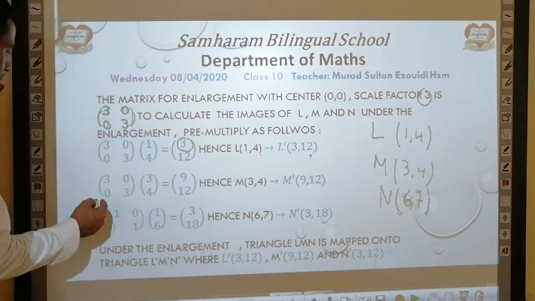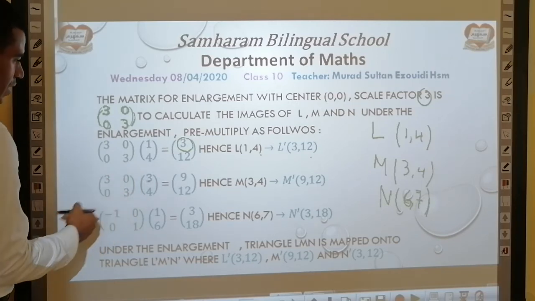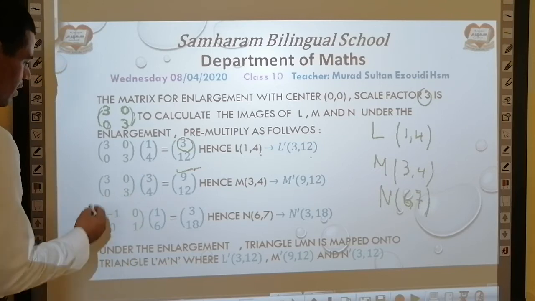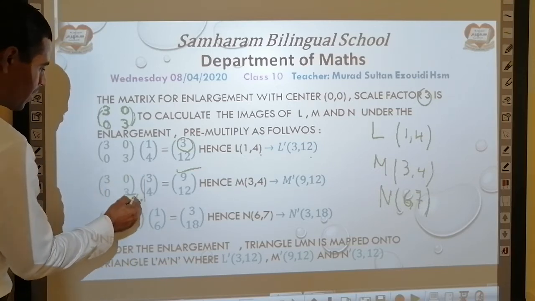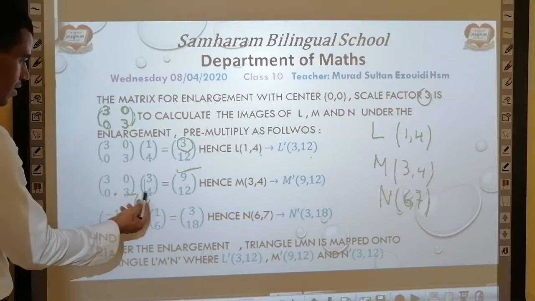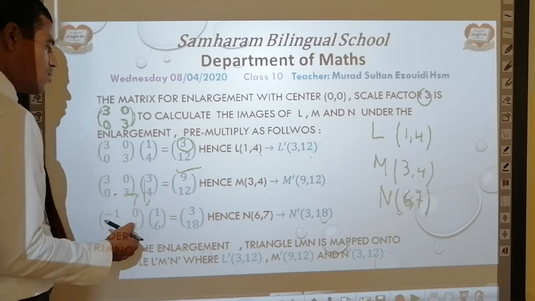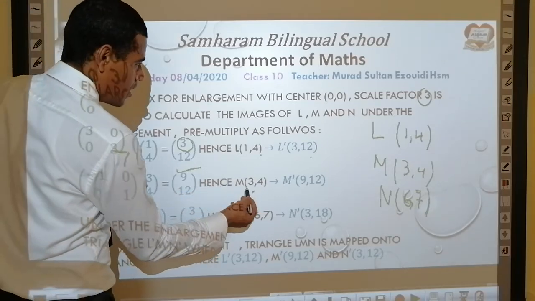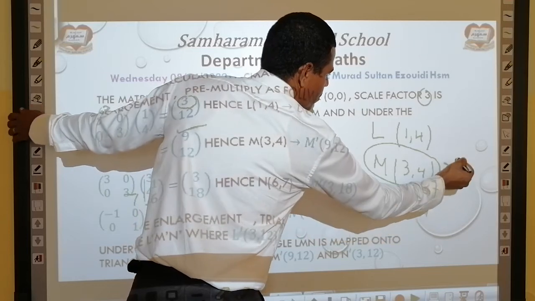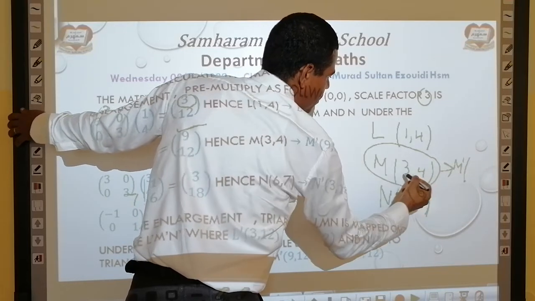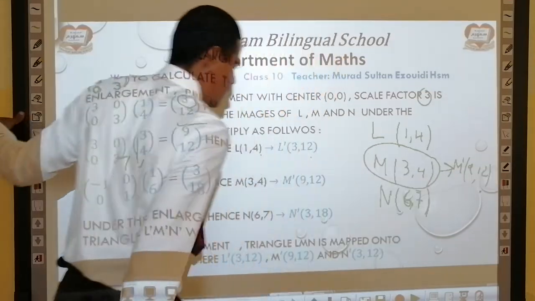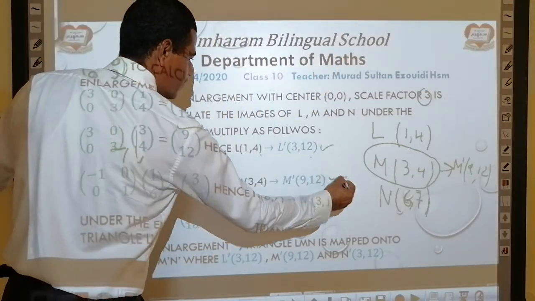The next one. 3 multiplied by 3, 9. 0 by 4, 0. 9 plus 0 is 9. Correct. Then this one multiplied by that. 0 by 3 is 0, plus 3 by 4 is 12. 12 plus 0 is 12. And M of coordinates 3, 4 maps to M prime of coordinates 3 by 3, 9, then 4 by 3, 12. Okay? So this is correct also.